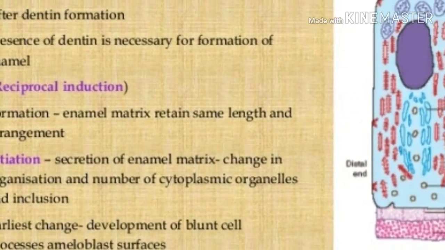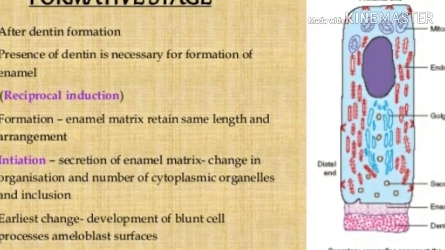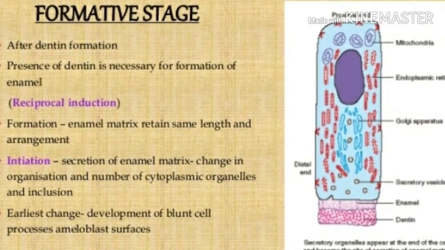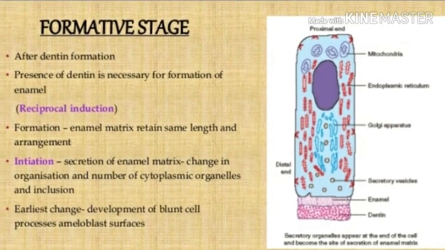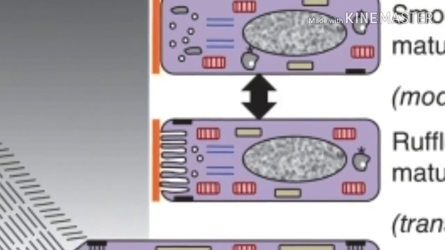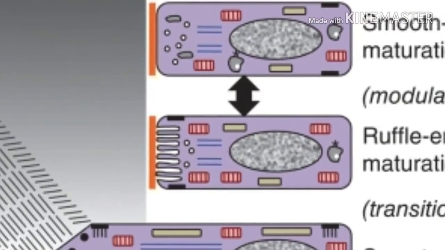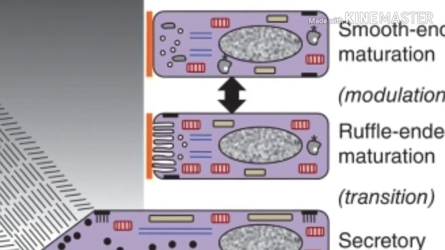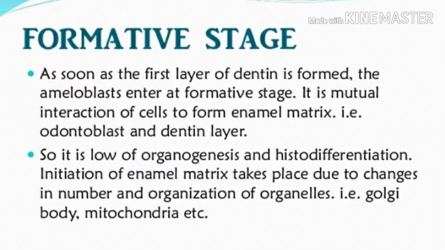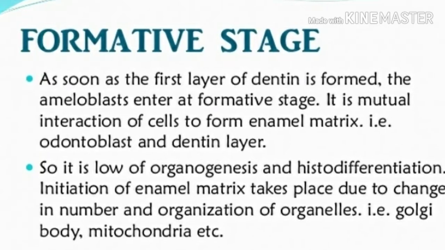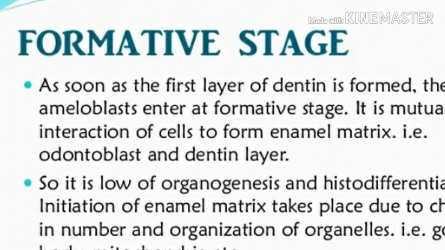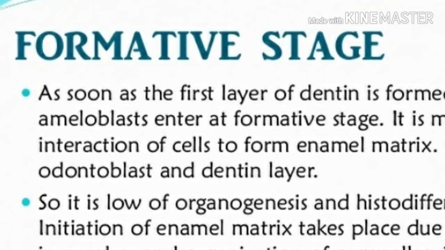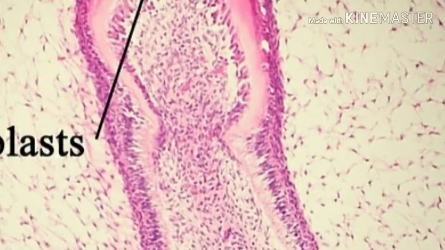During formation of the enamel matrix, the ameloblast retain approximately the same length and arrangement. Changes in the organization and the number of the cytoplasmic organelles and nucleoli are related to the initiation of the secretion of the enamel matrix. The earliest apparent change is the development of blunt cell processes on the ameloblast surface, which penetrate the basal lamella and enter the predentine.